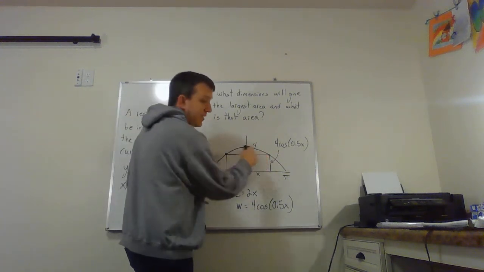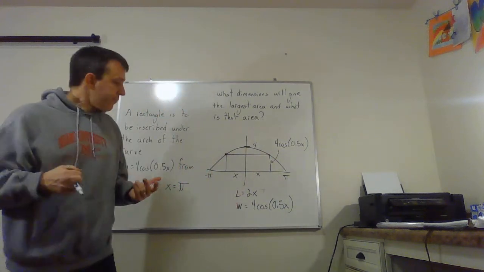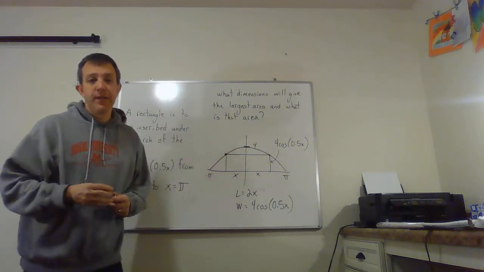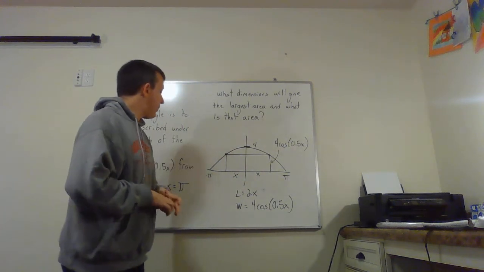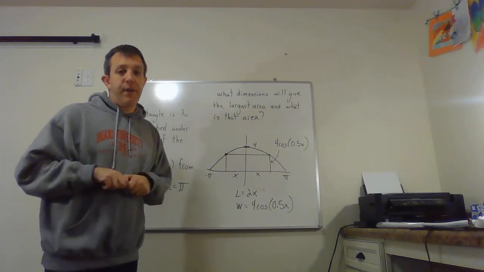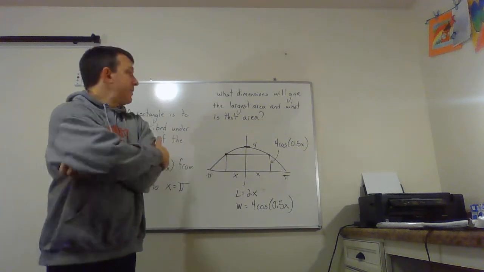Remember, this point is on the curve that we were given. So the width is going to be 4 times the cosine of 0.5x. And so now our goal is going to be to put together a formula, or an equation rather, that we can take a derivative of in order to maximize this area.